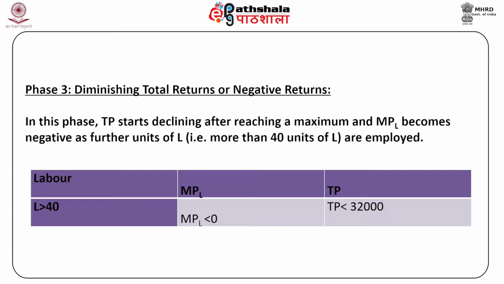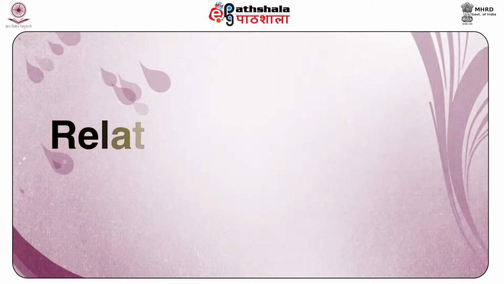In this phase, TP starts declining after reaching a maximum and MPL becomes negative as further units of L, that is, more than 40 units of L are employed.